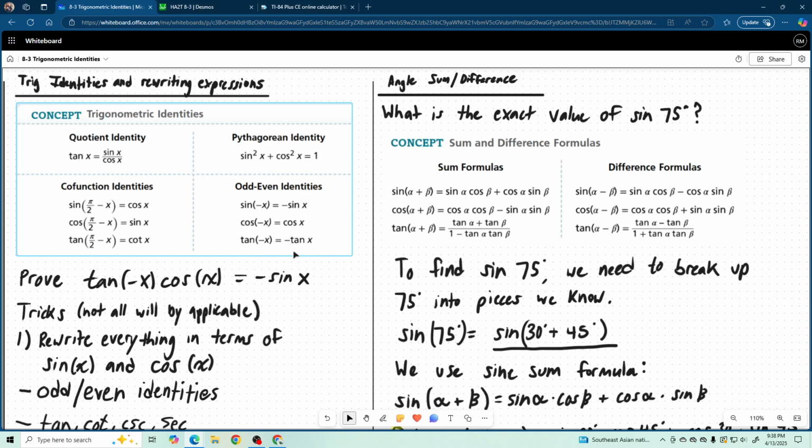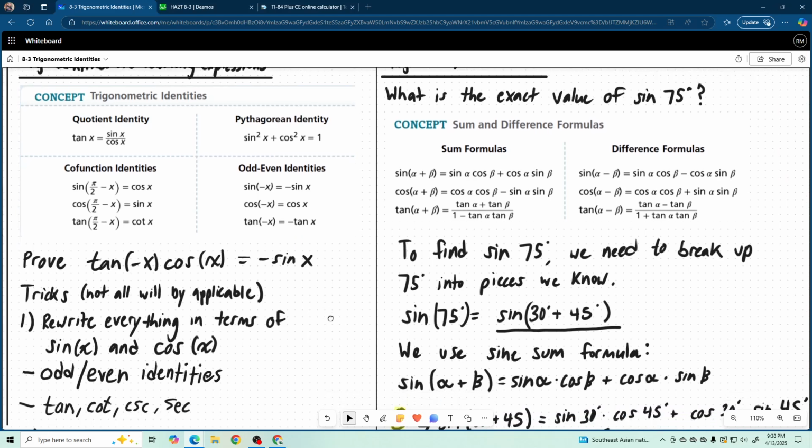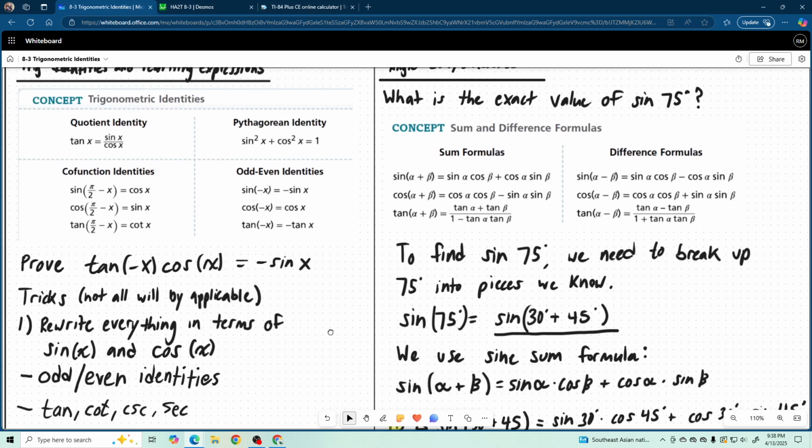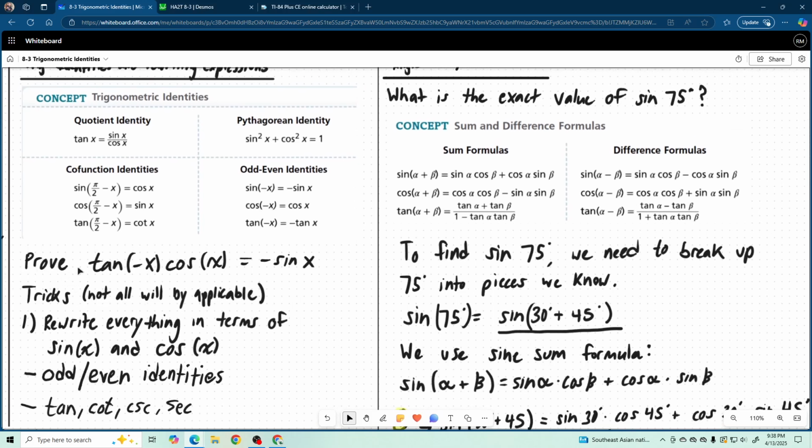All right, so just to give you a couple hints, because I know we haven't jumped into a problem yet, right? Our problem is going to be, we want to prove that tangent of negative x times cosine of x equals negative sine of x. We want to prove that this side of the equation equals this side of the equation, and we're just going to try to simplify this left side to make it look like the right side here, okay?